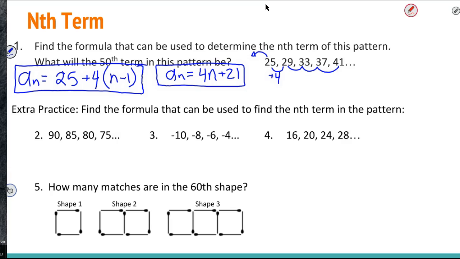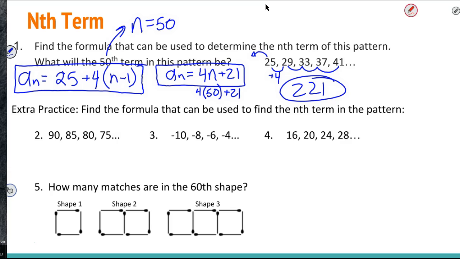The 50th term, we want to plug in 50 for n. So that just means n is 50. And when I do that, I get, I'm going to use this one. This looks easier to do the math. 4 times 50 is 200 plus 21 is 221. There's our 50th term.